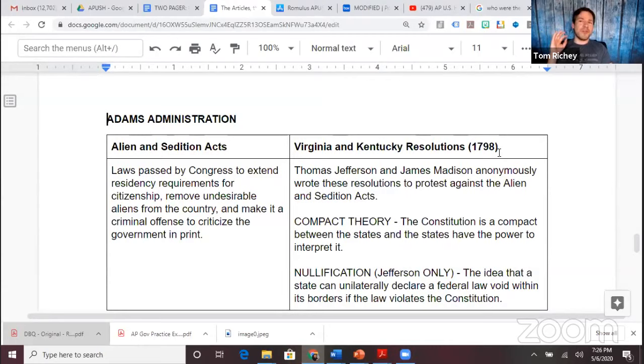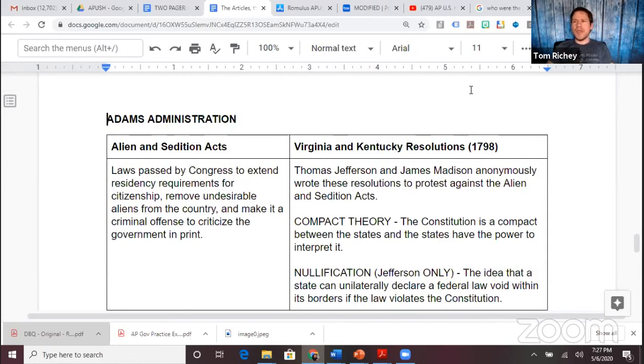During the Adams administration, Congress passes the Alien and Sedition Acts, laws to extend the residency requirement for citizenship and remove undesirable aliens from the country. Now, so far, you may agree or disagree with these laws. You may see them as politically motivated, and they were, but it's constitutional. Keep in mind that all immigration policy is politically motivated. I mean, it just is, from either party. But now they also made it a criminal offense to criticize the government in print.